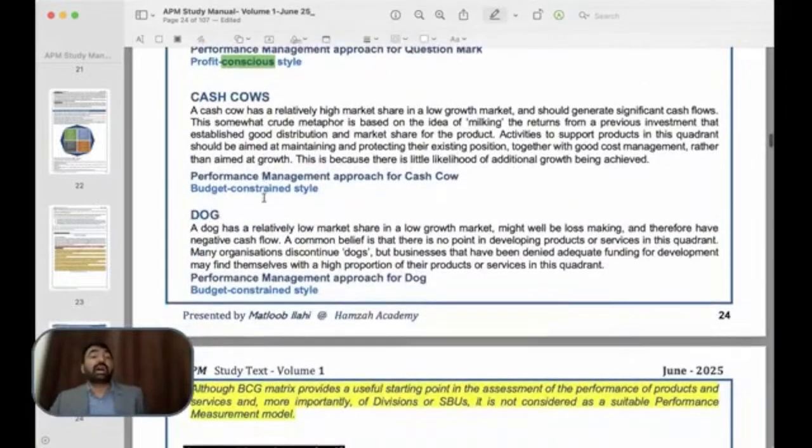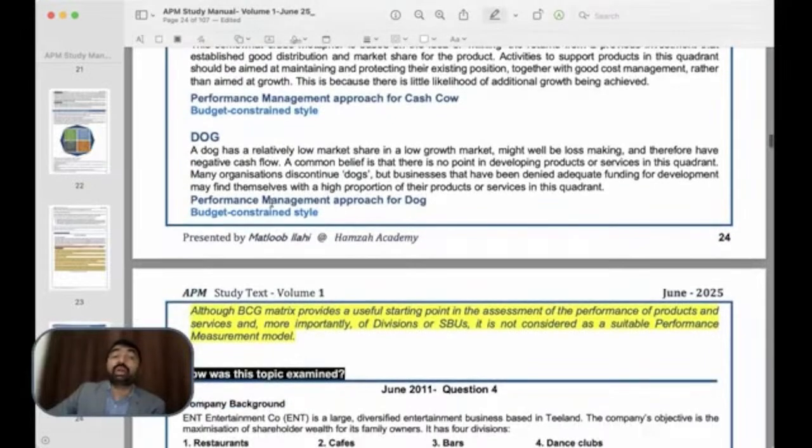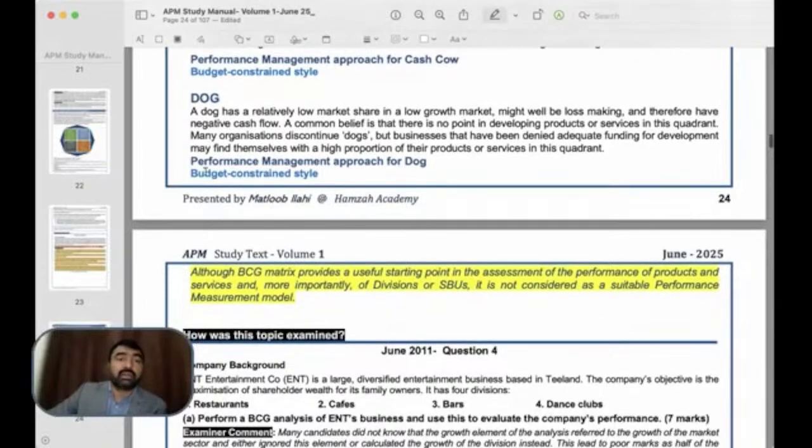Cash cows are those that are operating in a low growth market but with high market share. So we need to follow a budget constraint style. Keep in mind this topic you will be learning in section C of the syllabus, but I have discussed it here just in the context that you should know that this Boston Consulting Group matrix is used at APM level differently. Next is called dog. So what should be the approach for dog? Which method is suitable for dog? That is called budget constraint style.